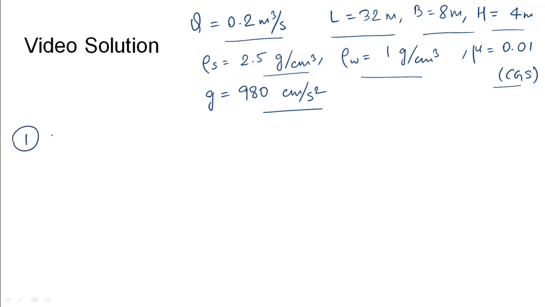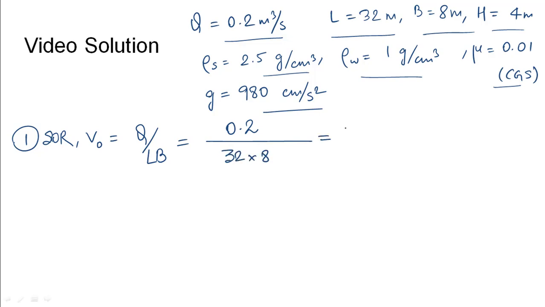Firstly, we will compute the surface overflow rate, that is V naught, which is given as the flow divided by the area of the tank. Here the flow is 0.2 meter cube per second and the area will be 32 times 8. This would give V naught as 7.8125 into 10 to the power minus 4 meter per second.